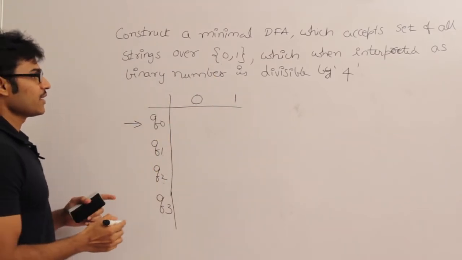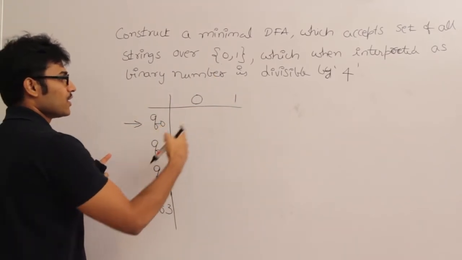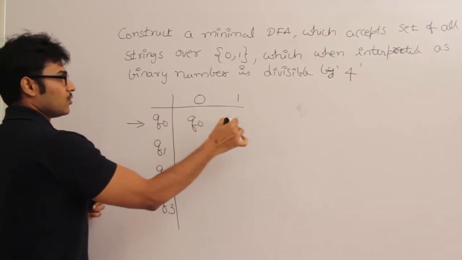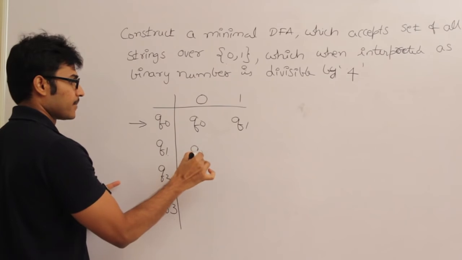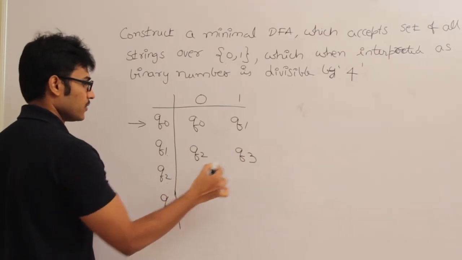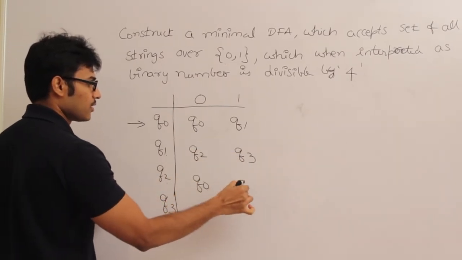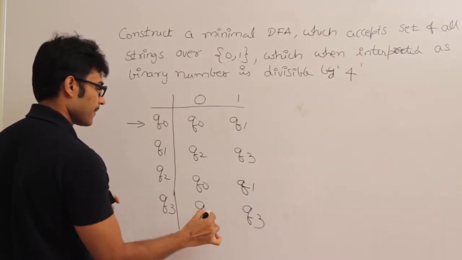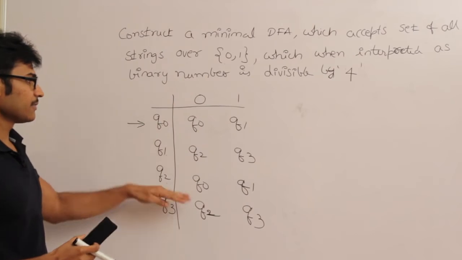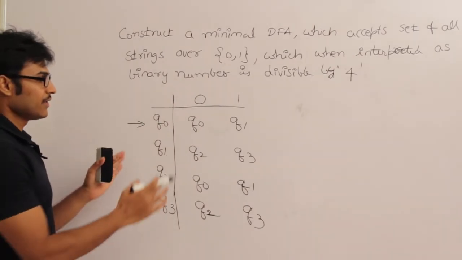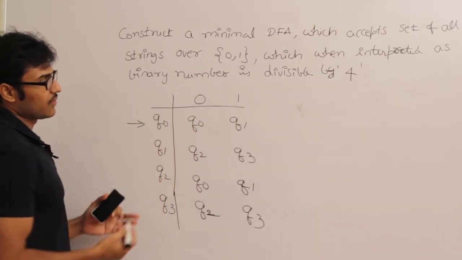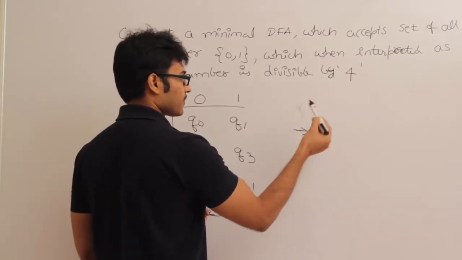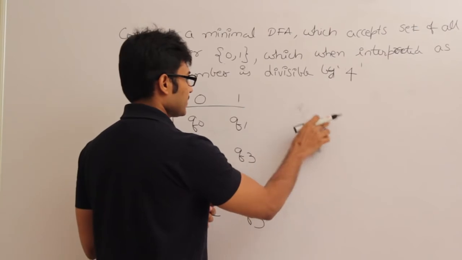So, what is the shortcut I told you? Just write Q0, Q1, Q2, Q3, Q0, Q1, Q2, Q3. Done. So this is how it can be constructed. You can even convert it to a diagram and cross verify it. I will leave that as an exercise to you.